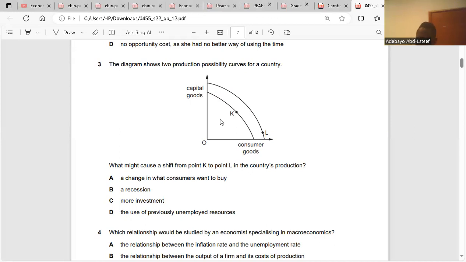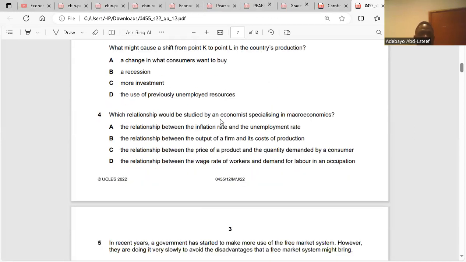Question 4. Which relationship would be studied by an economist specializing in macroeconomics? When you talk about macro, it's about aggregate demand and aggregate supply. So because it's aggregate demand and aggregate supply, we're talking about inflation rate and unemployment rate. Is it clear?